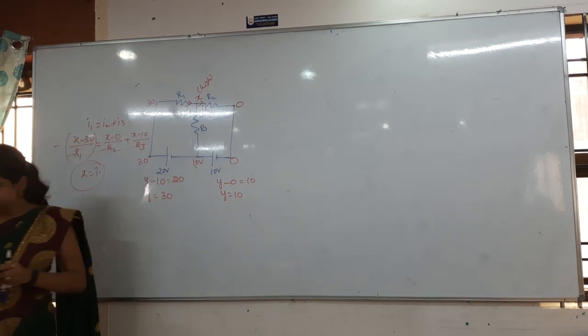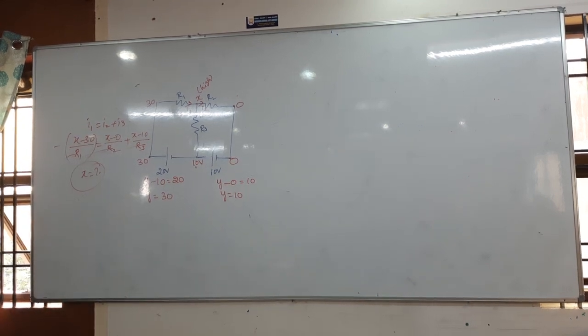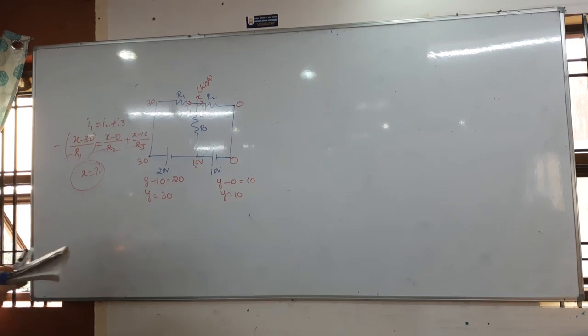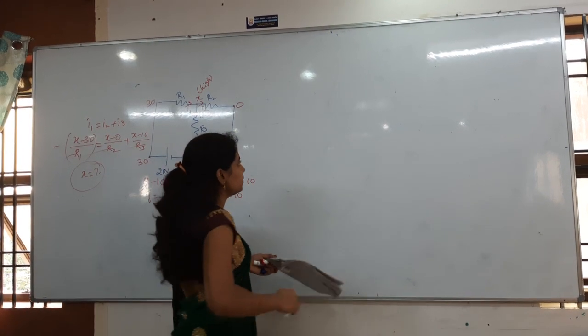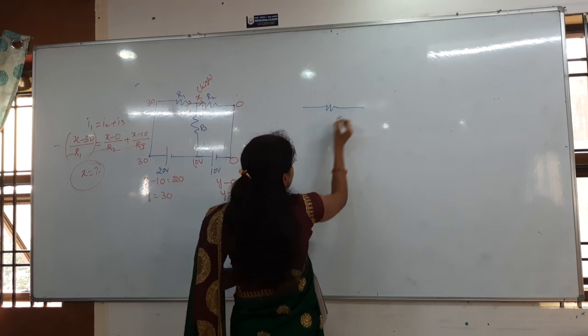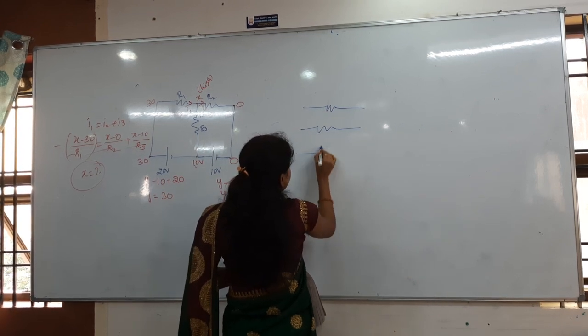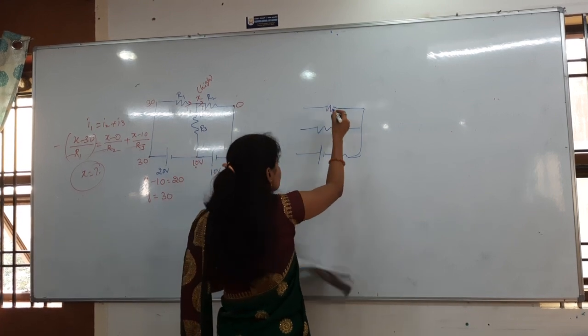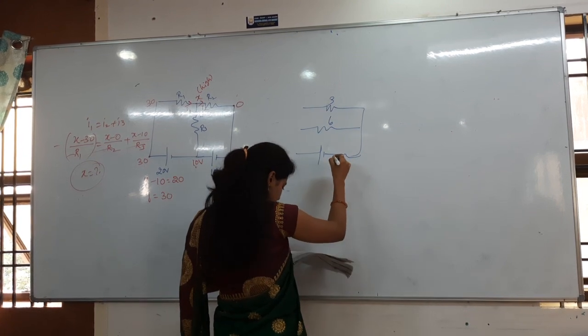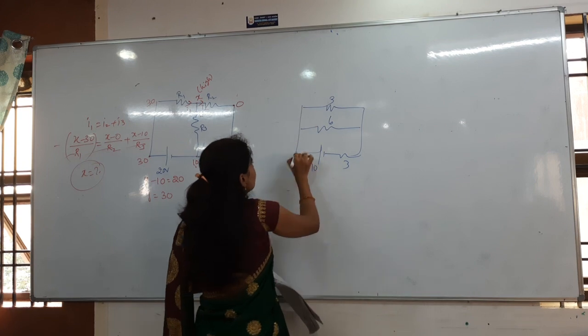Next one. Next one if you see, yeah, 3, 6 and then 3 ohms. This is just based on the combinations, it will be easy. Three, 6, 3 and then 10 volts.